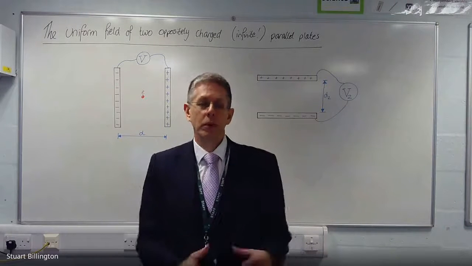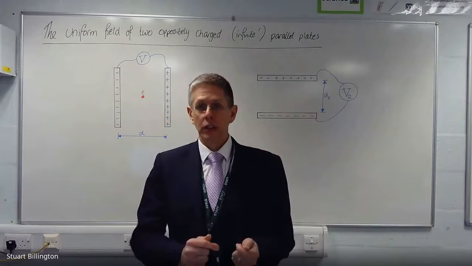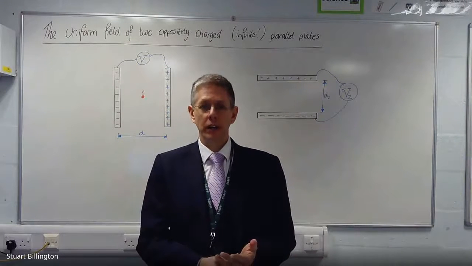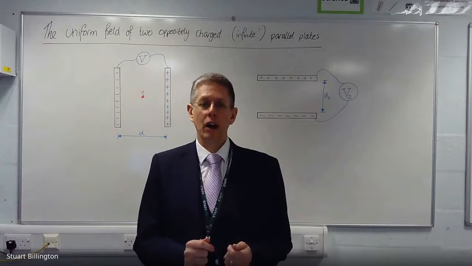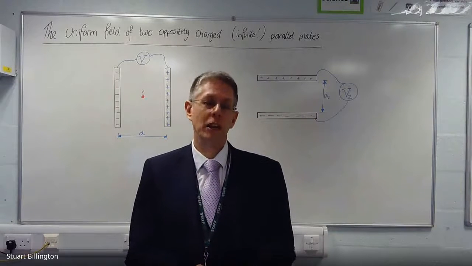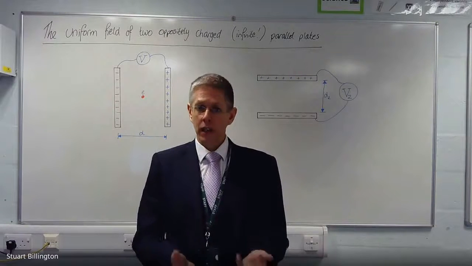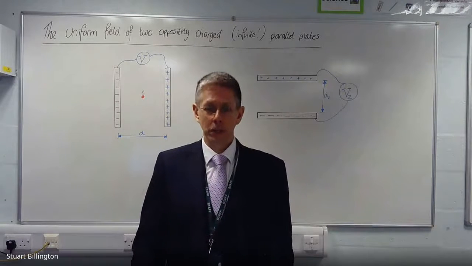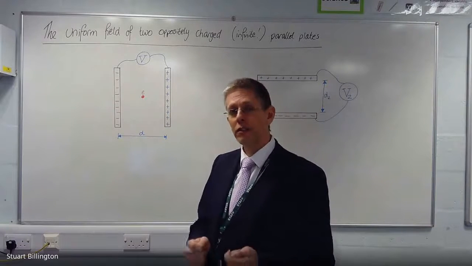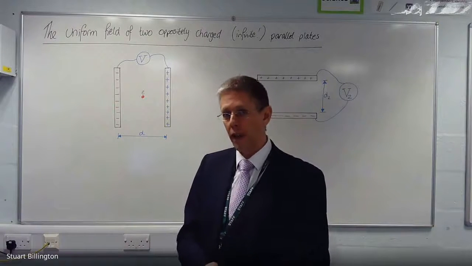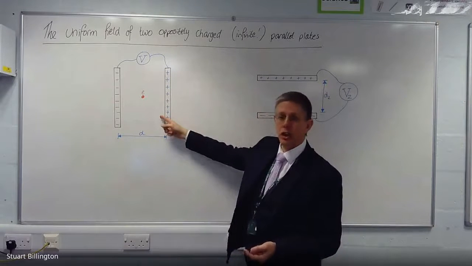Last lesson, we spoke about how the electric field pattern could be simulated using some software. And we have already seen that the field pattern for a pair of oppositely charged parallel plates is a uniform field in between the two plates. However, that was just a simulation on a computer. And what I want to do for you now is to try to justify from the Coulomb force why that would be the case. So what we've got here is a picture of two parallel plates.